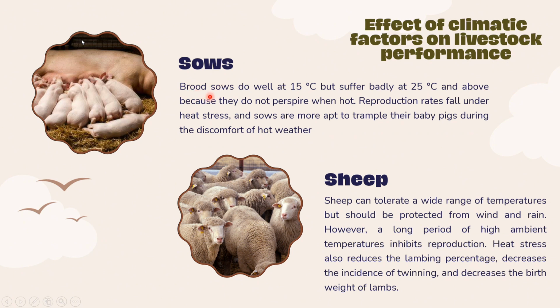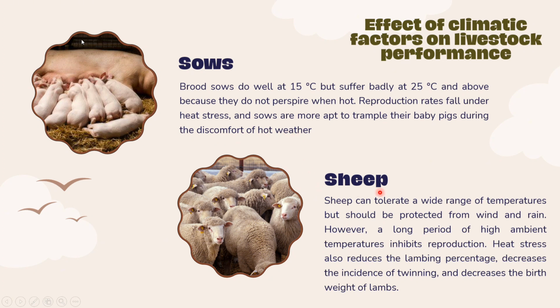Brood sows do well at 15 degrees Celsius, but suffer badly at 25 degrees Celsius and above because they do not perspire when hot. Reproduction rates fall under heat stress, and sows are more apt to trample their baby pigs during the discomfort of hot weather.